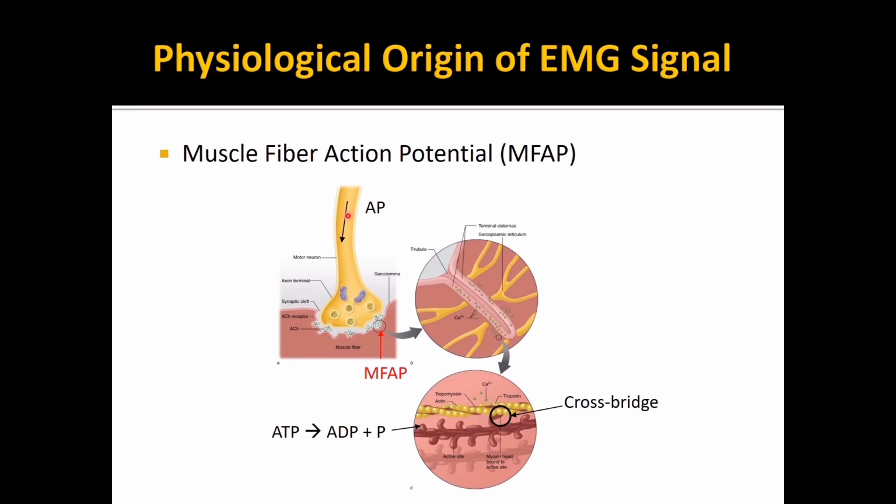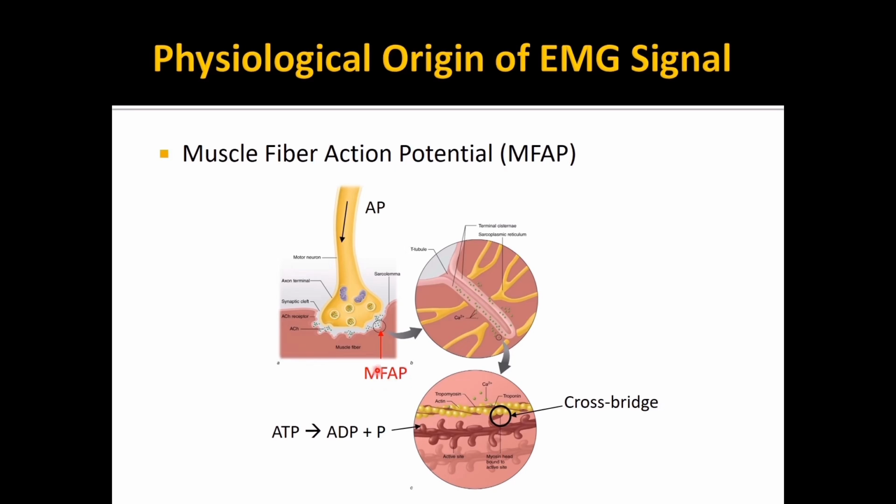This action potential results in the release of acetylcholine stored in the synaptic vesicles. The green dots here are acetylcholine. The released acetylcholine can migrate across the synaptic cleft and bind with the motor end plate on the muscle fiber. This binding will trigger another action potential, the muscle fiber action potential. I can call this MFAP.